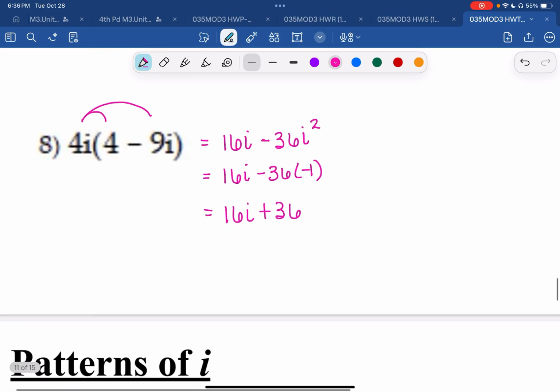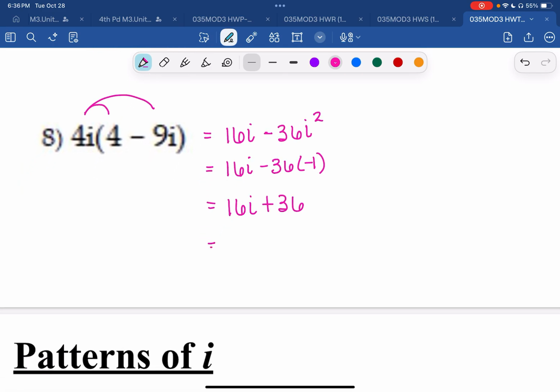Okay, now sometimes the systems can be kind of picky. And so since it asks us for our answer in a plus bi form, it wants that real number first. So 36 plus 16i would be how we want to write that.